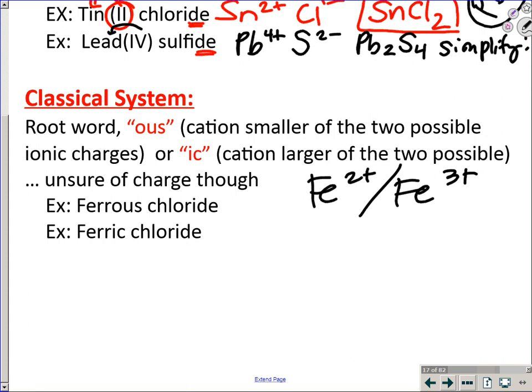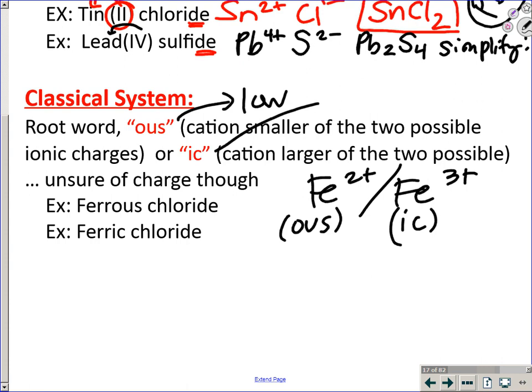So which is the smaller of the cations? Say again? Sorry, which charge is the smaller of the cations? 2 plus, right? So this would be the one that we have with the ous. And then which is the higher of the cations? The 3 plus, so that's the one that will end with ic. So I always remember ous is low, ous is low, ous low. Ic kind of sounds like you're going ick, like you have a high pitch, so it's higher. Yeah, like a hic. I don't know. So that's how I've always remembered. Ous is the lower charge, and ic is the higher charge, just because of the inflection of my voice.